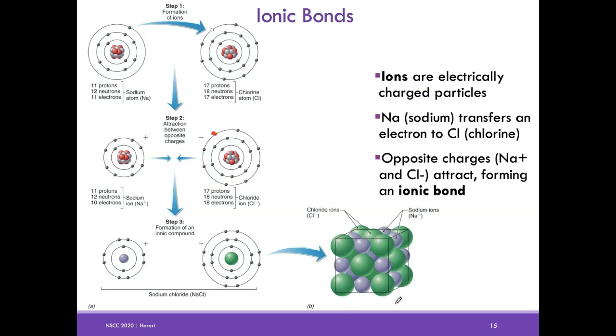So 1 crystal of sodium chloride salt is an arrangement of sodium ions and chloride ions joined by ionic bonds. And these ionic bonds are very, very strong. However, they can be broken in water. So once you dissolve salt in water, all those ions break apart and become positively charged sodium and negatively charged chloride.